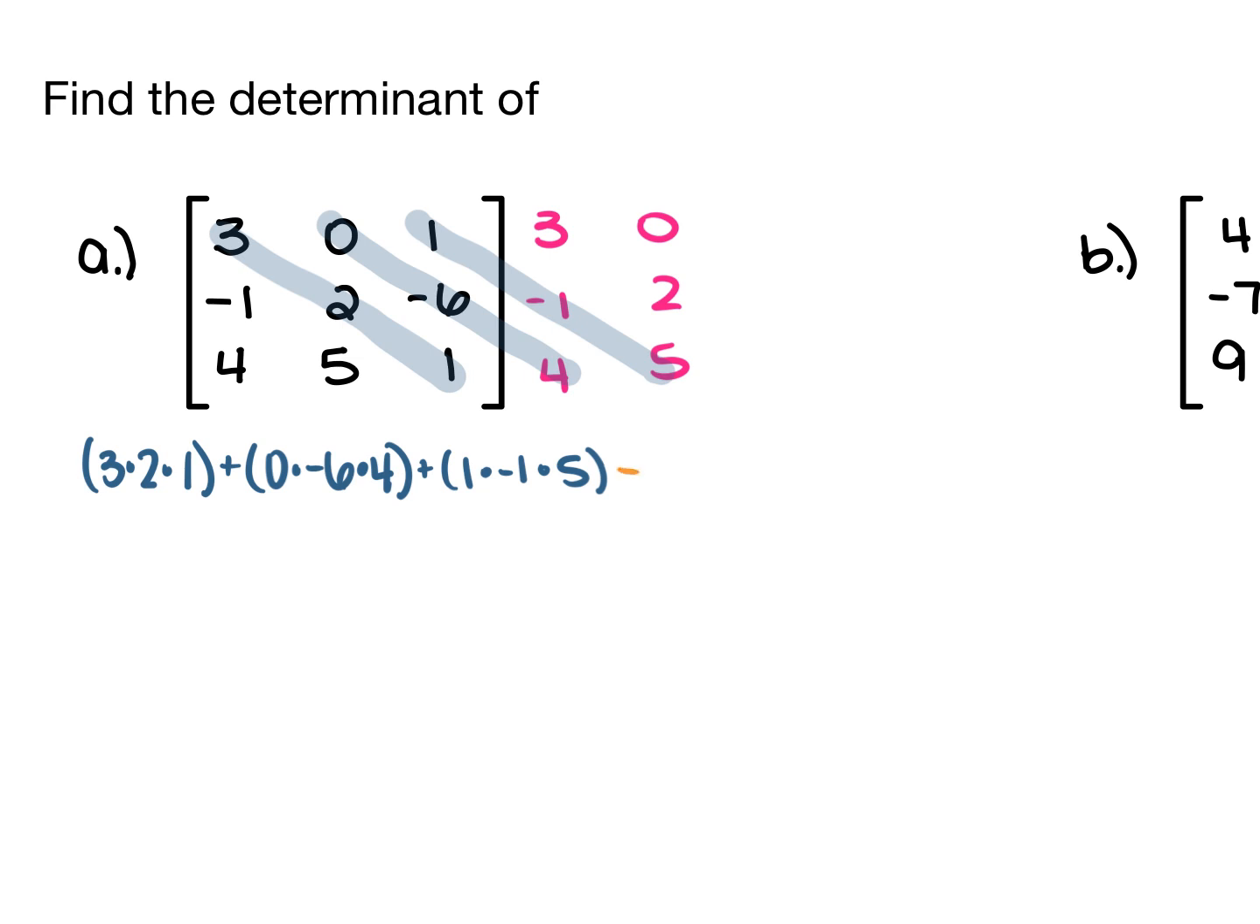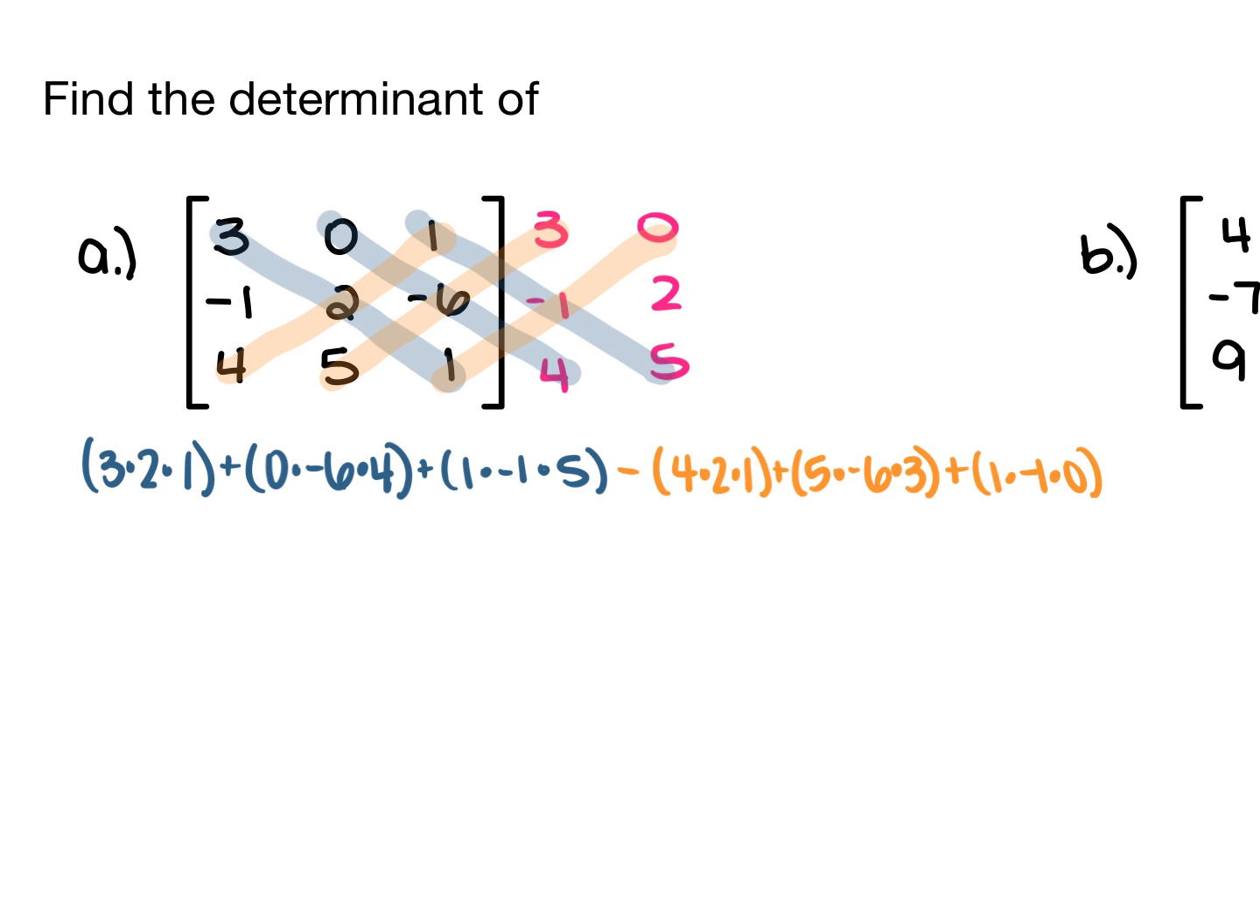You will then subtract that with your minors. So that's going to come from the 4 times 2 times 1, plus the 5 times negative 6 times 3, plus the 1 times negative 1 times 0. So you're going to simplify this.